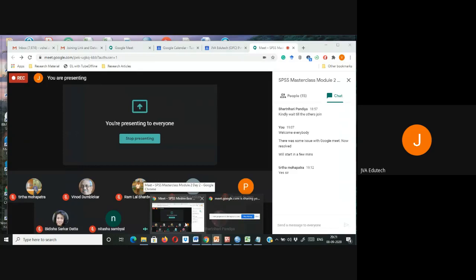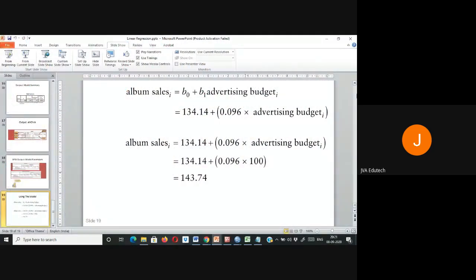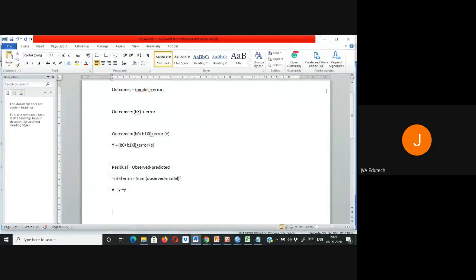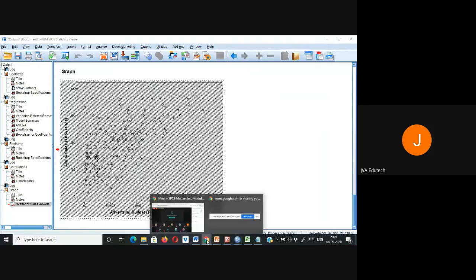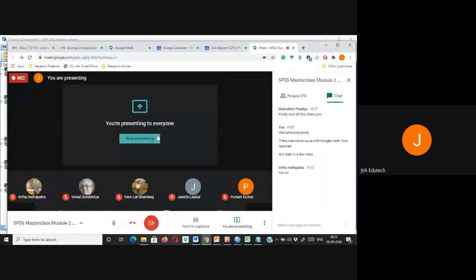So we will be continuing with this multiple regression and logistic regression, because first I wanted it to be continued. Today we got delayed due to some technical issues. I'll see that doesn't happen tomorrow, and we'll be covering all that.